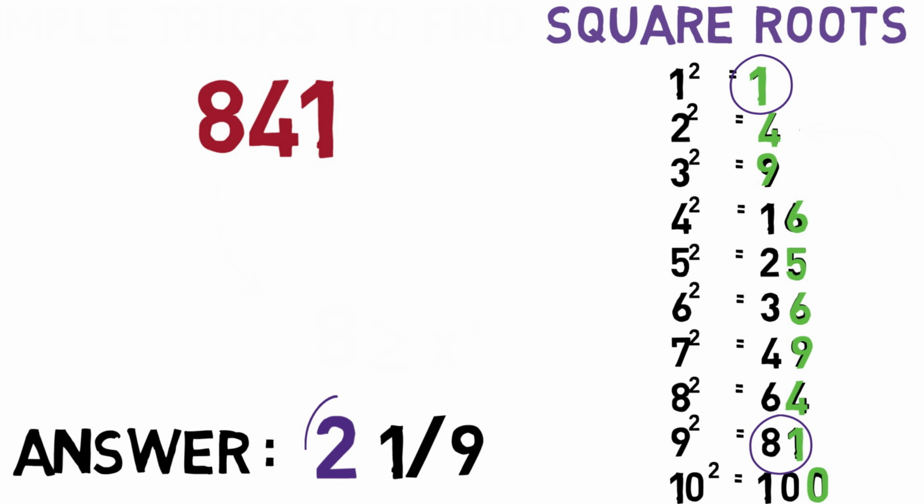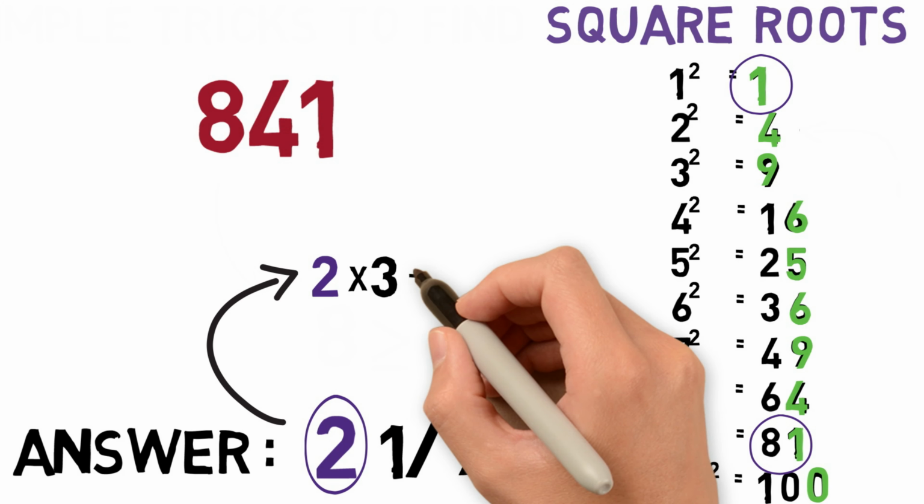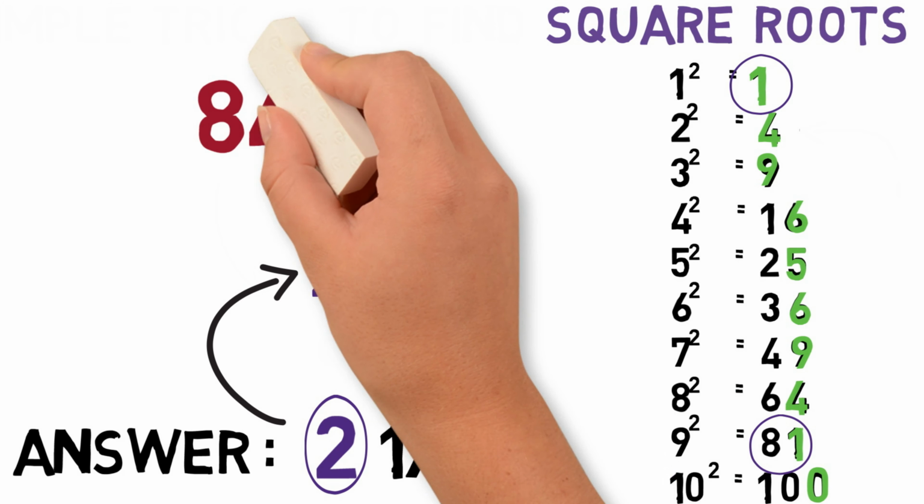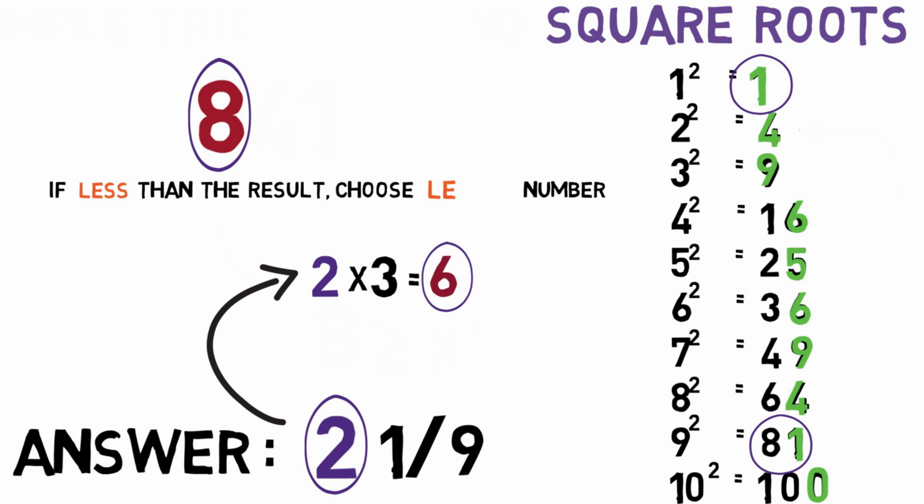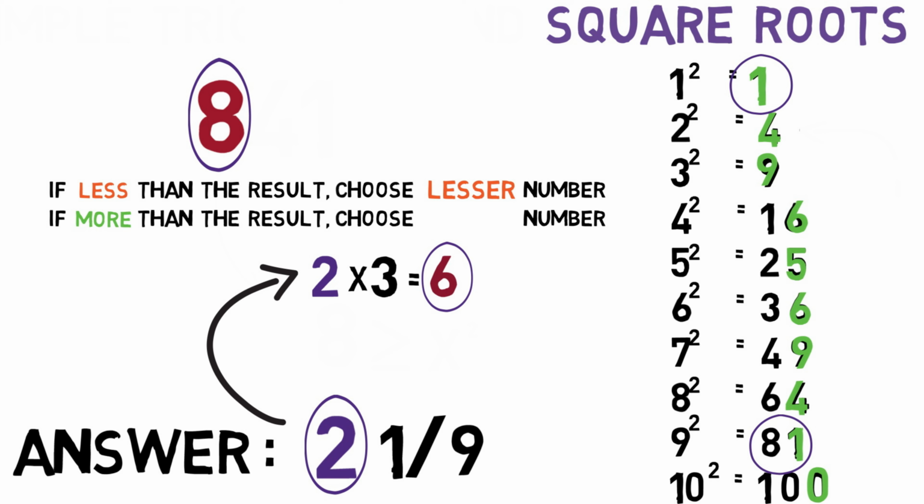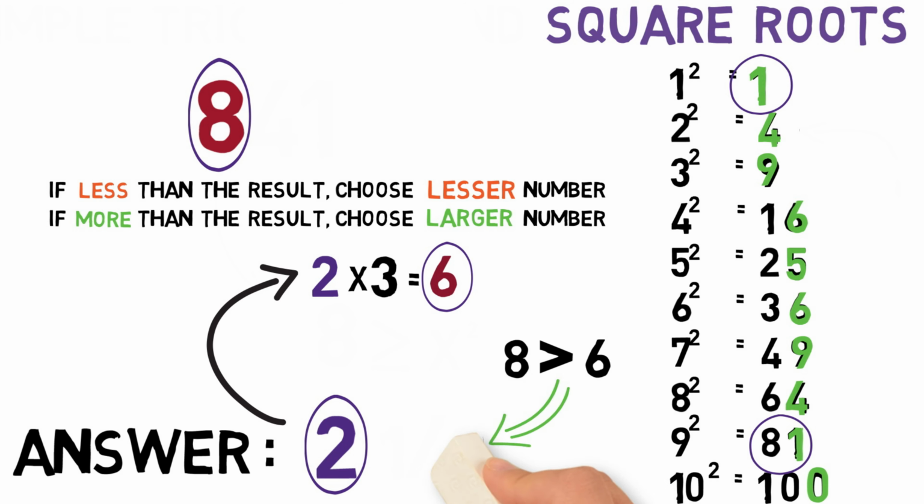We have to look at this digit we just got and multiply it with the digit that comes after it. This is the number 2, and the number that comes after it is the number 3. So, we multiply 2 into 3, which gives us 6. If this number here is less than this result, we choose the lesser number. If it is more than the result, we choose the larger number. Here, 8 is more than 6, so we choose the larger number, which is 9.